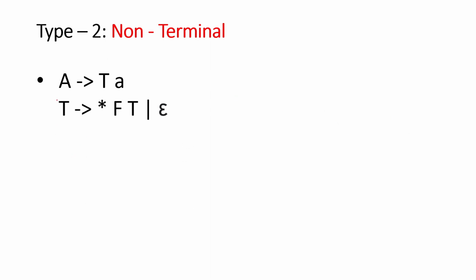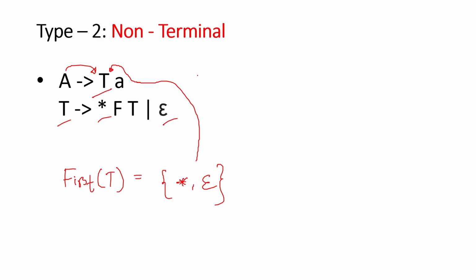Here my first of A is a non-terminal. So what am I going to do? I am going to find the first of that non-terminal, which is T. First of T equal to, I have two firsts. One is star, another is epsilon. So let me just write both of them here. These are the firsts for this T. Now what am I going to do? I am going to replace this into the original one.